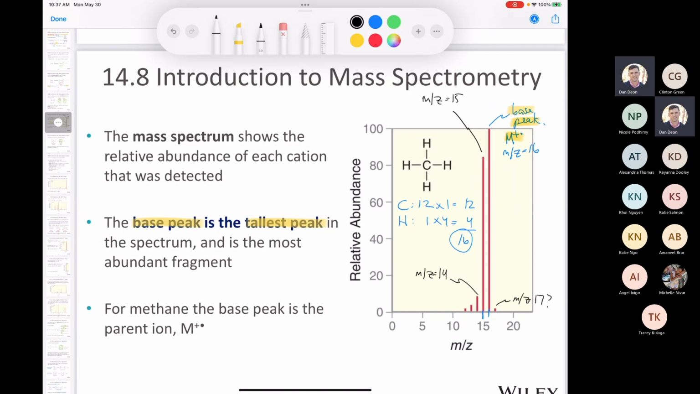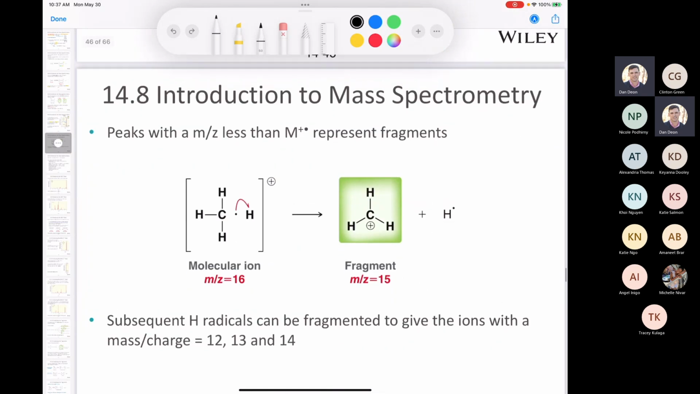Where the heck did that come from? What did you do? Create matter? How did you end up with something that's more heavy? Well, we have an explanation for that. Let's take a look at some of those fragments, some of those ions that have masses less than 16.